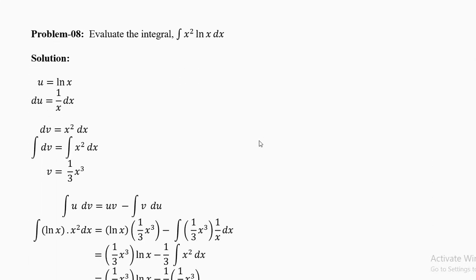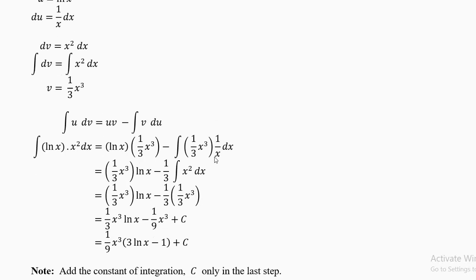Now problem number 8. Evaluate the integral x square ln x. Do not put u equal to x square because we have the logarithm function. u equal to ln x. You differentiate, you get rid of the logarithm. That's the idea. Now dv equal to x square dx. So dv integration is v, integration of x square is 1 by 3 x cube. Do not write plus c.